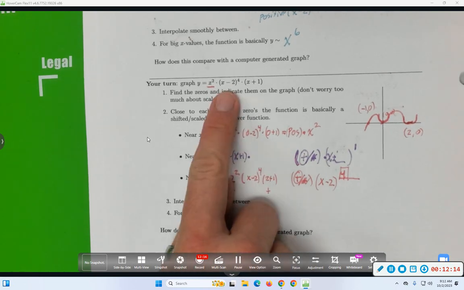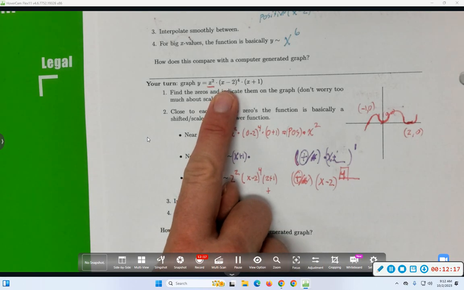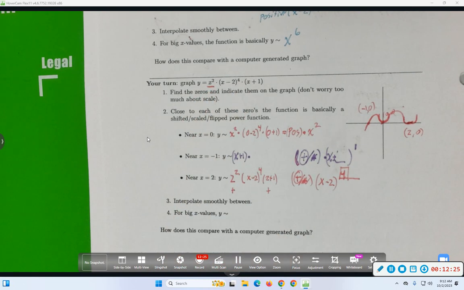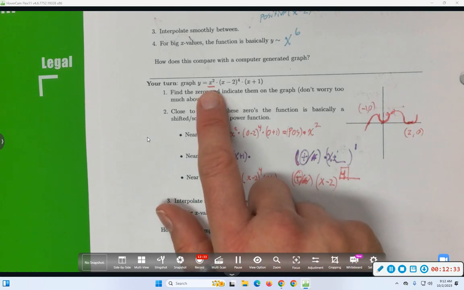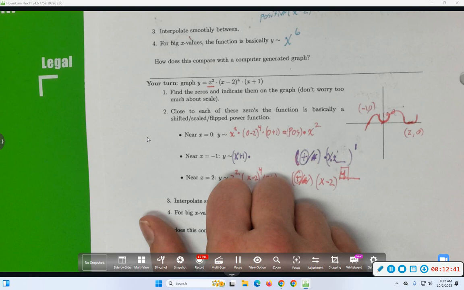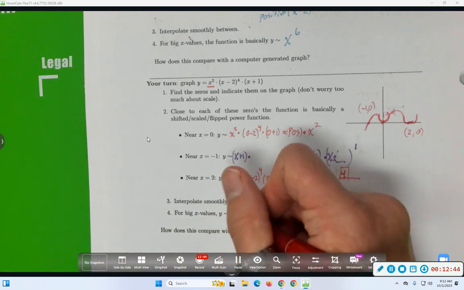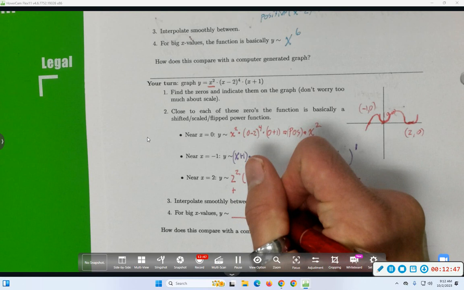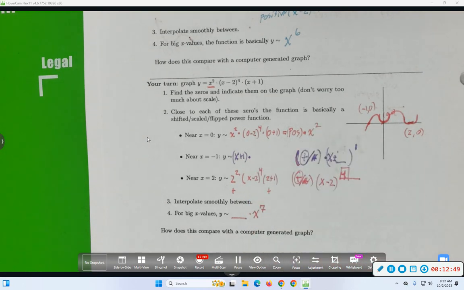For big x values, so what's the degree of this polynomial? Sorry, the whole big polynomial. Well, this will kick out an x squared. That'll kick out an x to the 4th. That'll kick out an x. So in total, the degree will be 7, I guess. And I put a blank there because I haven't said what the leading coefficient is.